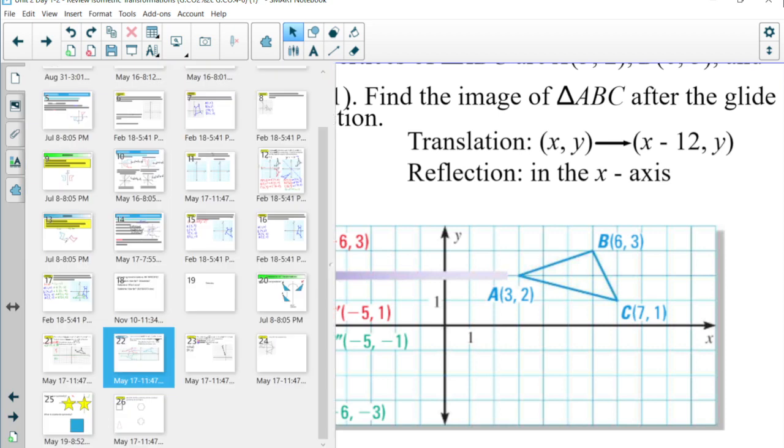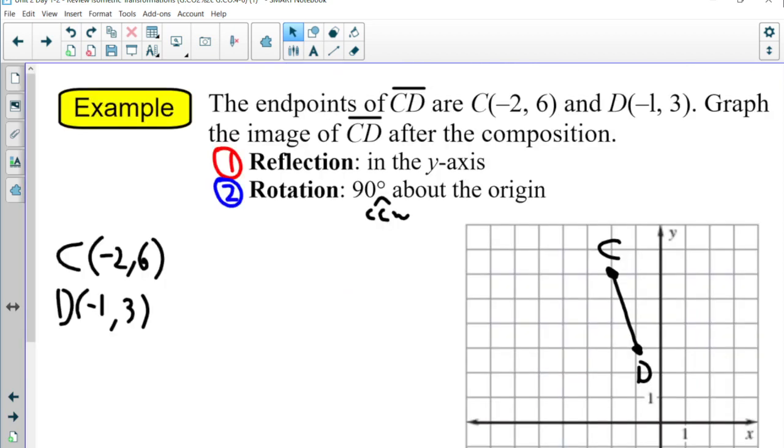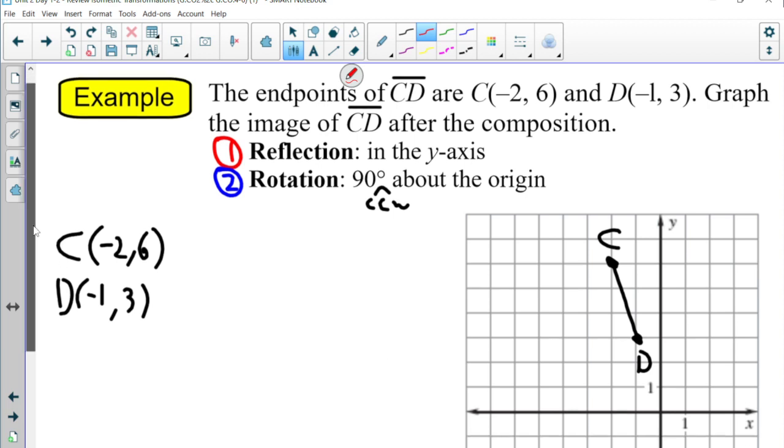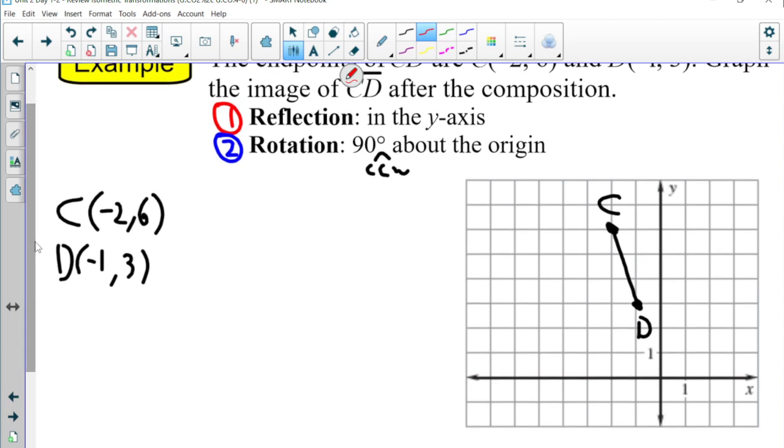All right, let's do a couple more. So we have 2 points, C and D now. And we're doing two transformations. So we're doing a reflection and then we're doing a rotation. So first off, reflection in the y-axis.